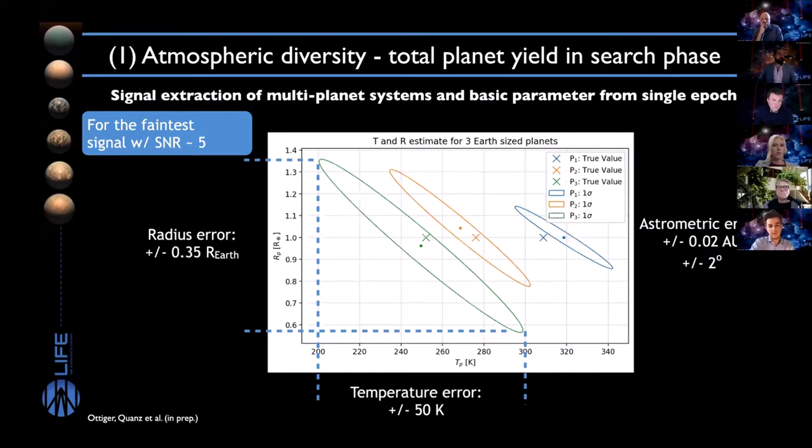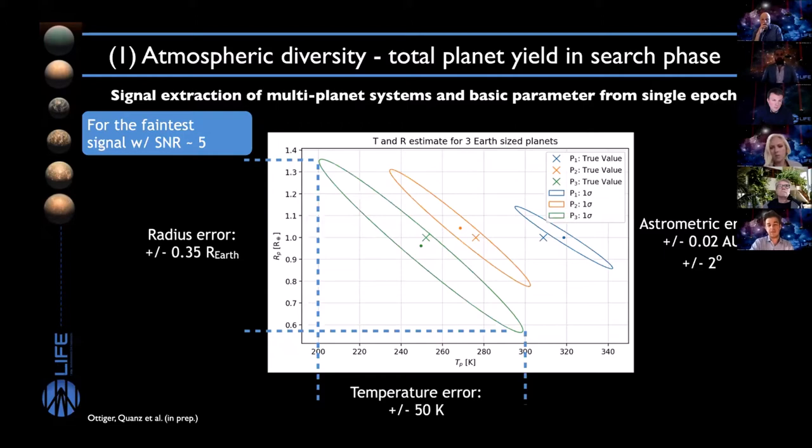And I'm very optimistic that these numbers are really very promising, in the sense that we can really nail down radius, temperature, and also the position very well with a single visit. And this is certainly one of the big advantages of looking at the thermal emission, that in particular radius and temperature are much better constrained than, for instance, in reflected light.